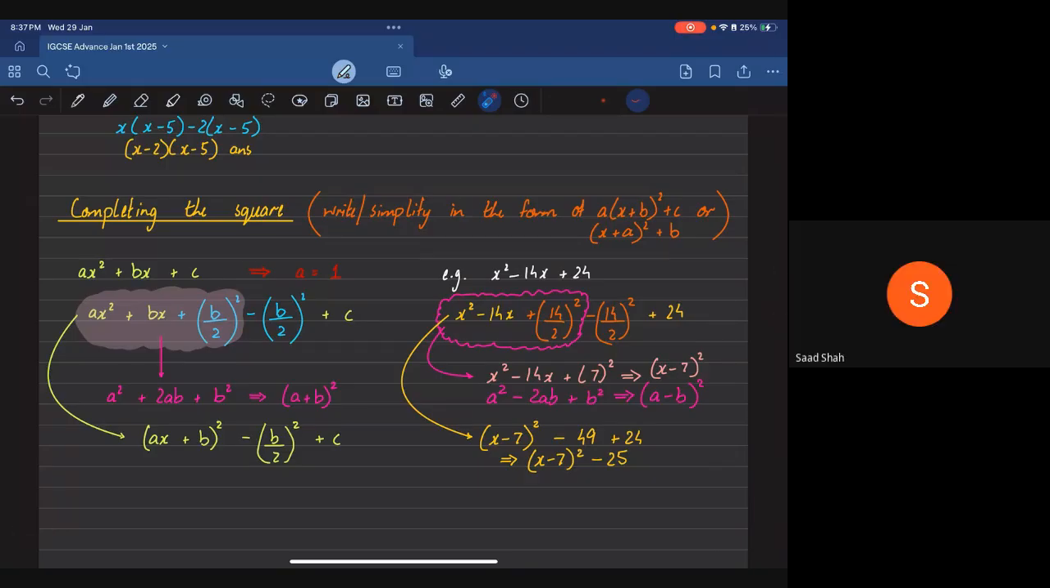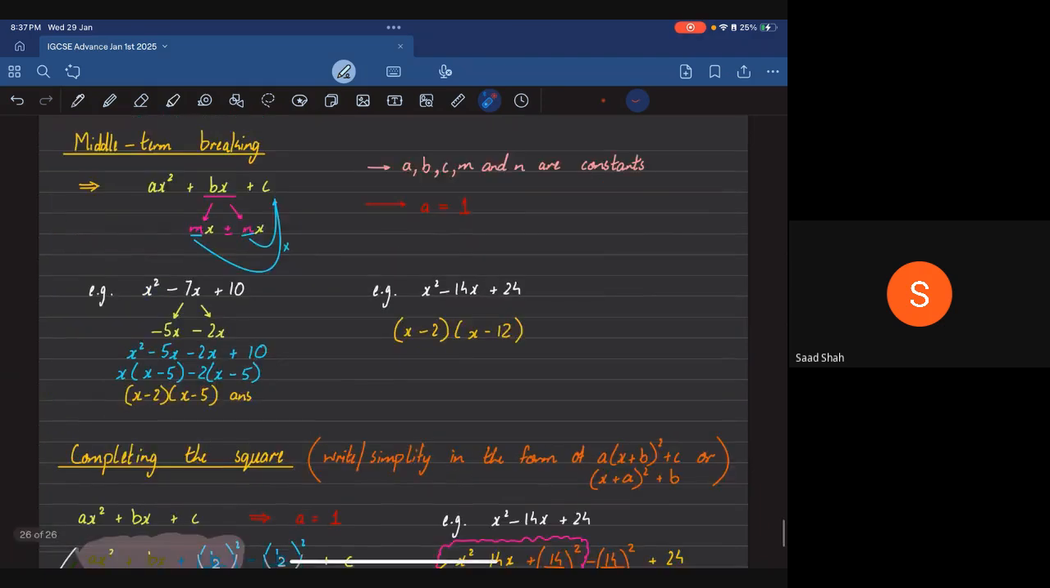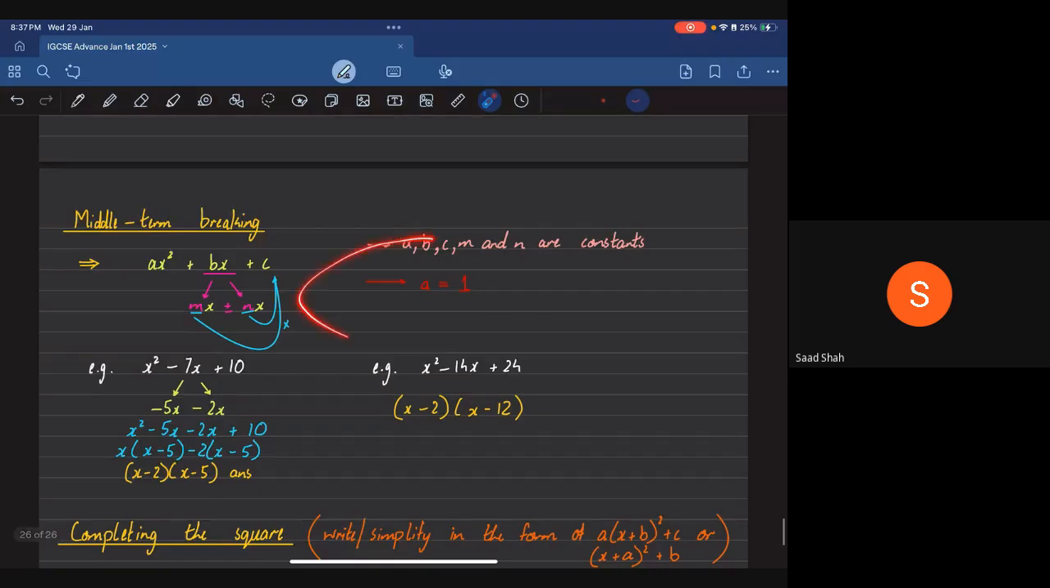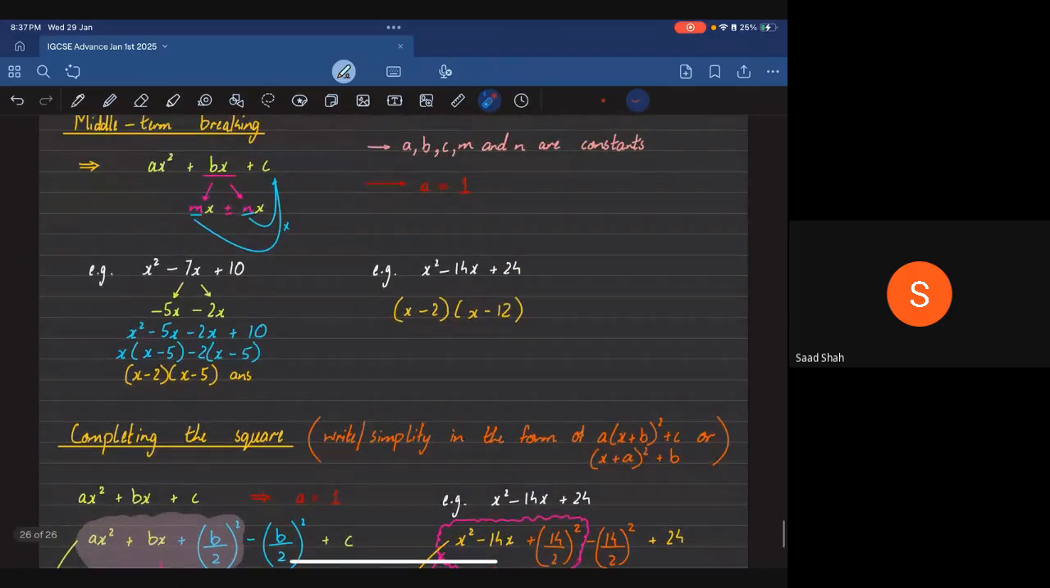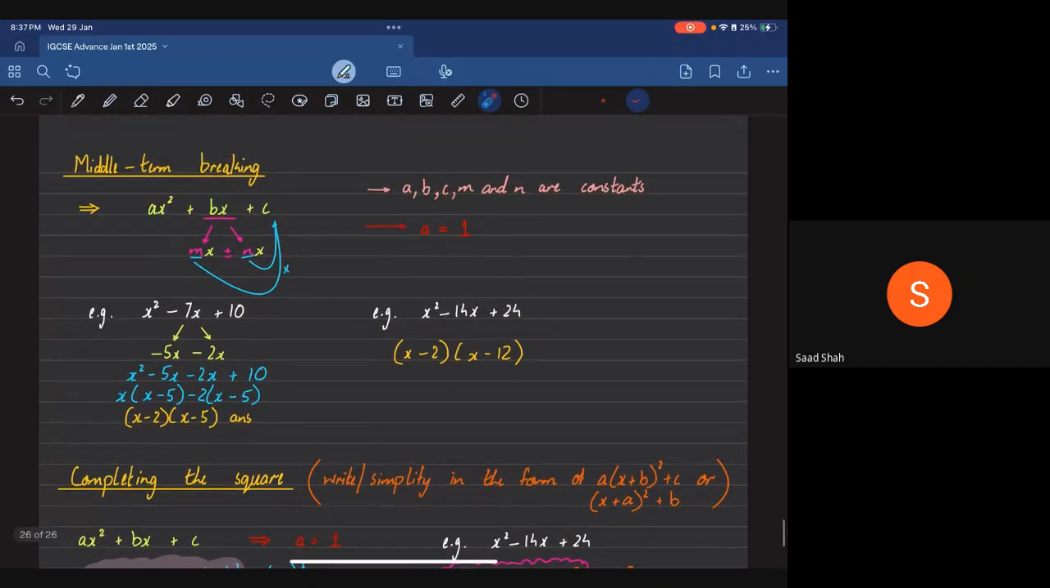Sir, should the value of a in ax squared, when breaking the middle term, also be 1? Yeah, that is what we usually say. We say that the value of a should be equal to 1 in order to avoid hassle. Now, why is that the case? Because usually, if the value of a is not equal to 1, or if it's a larger number, at the end it's going to cause an issue for you to simplify it. That is what we say.